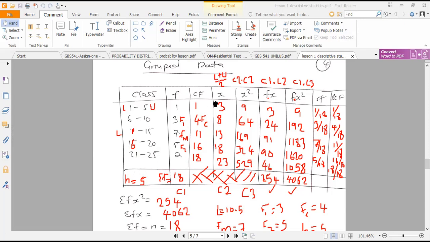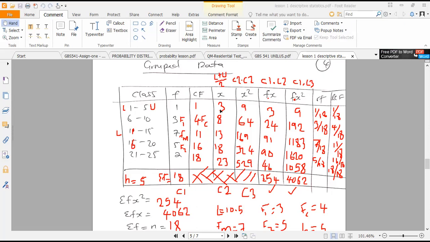Now, I said the midpoint is simply the lower bound plus upper bound divided by 2. Alternatively, if you find the first midpoint, 1 plus 5, 6 divided by 2 is 3, you can continue adding the height to each of these. So you have 3 plus 5, 8, 8 plus 5, 13, 13 plus 5, 18, 18 plus 5, 23. So this midpoint also gives you the height. It's consistent. The distance between these two values is the same as the distance between these values and these values. So in an exam, you can only find the first one and just add the height throughout.